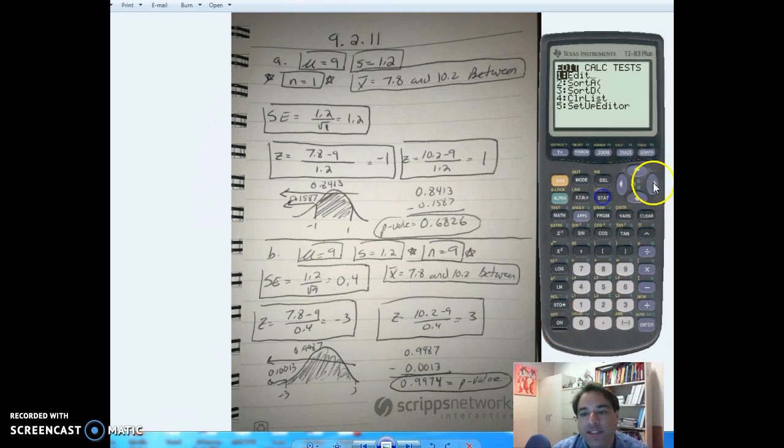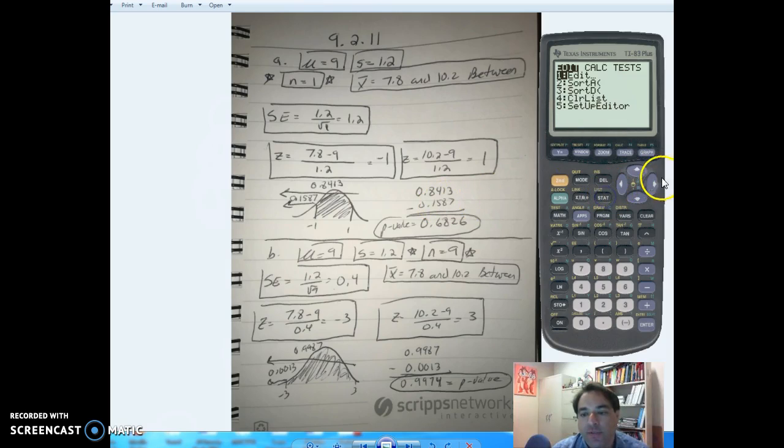So we go to the calculator, stat, test, go to z-test, stats, the first one is 9, standard deviation is 1.2, our x-bar is 7.8, in the first example, n is 1, and we're looking for less than. You can do calculator or draw, it's up to you. Again, we're finding this number here, 0.1587. There you get 0.1587, that's here.